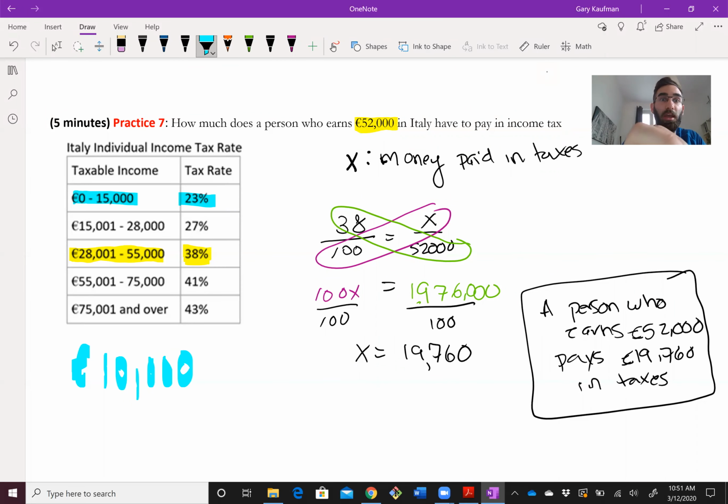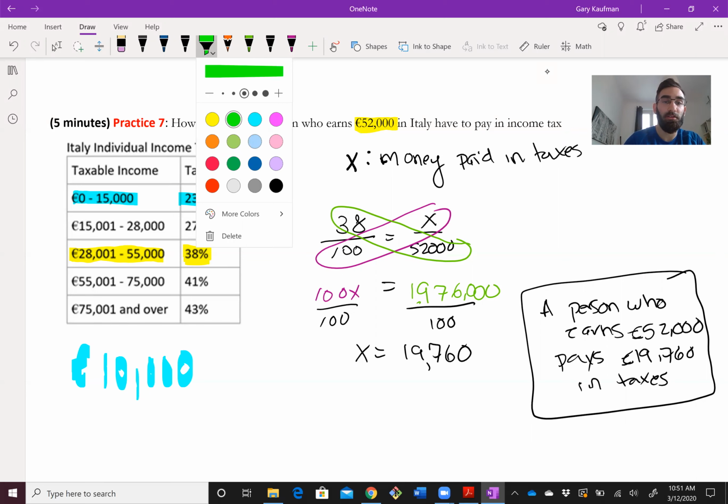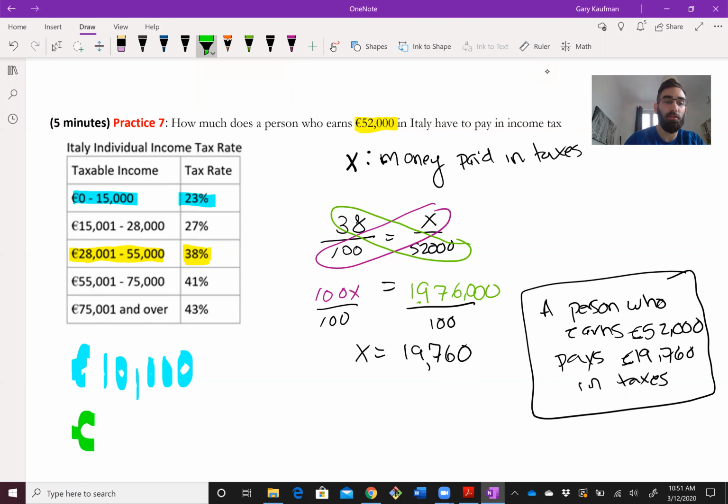If you're making 80,000 euros, well, 80,000 is over 75,000, so it means you're paying 43%. And that's a general idea of how the taxes work. All right.